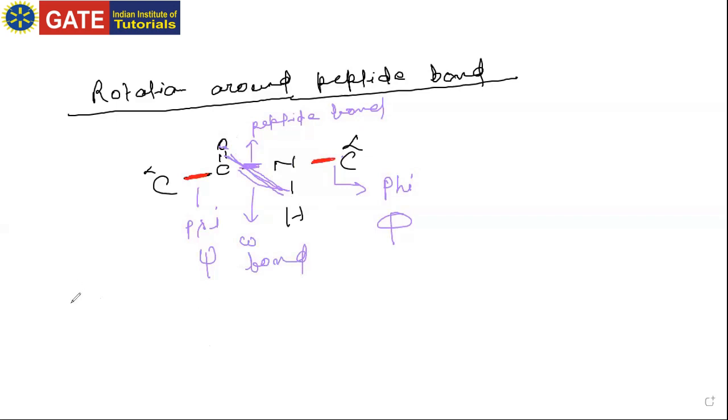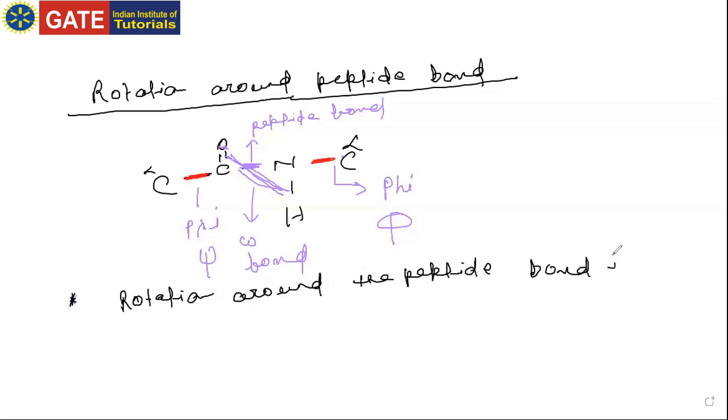So basically, we can say that rotation around the peptide bond is not permitted because of resonance stability. Sometimes they can ask which statement is true: rotation around the peptide bond is not permitted because of resonance stabilization, or, if in an option, partial double bond character is there, that is also correct. You write it: rotation around the peptide bond is not permitted.